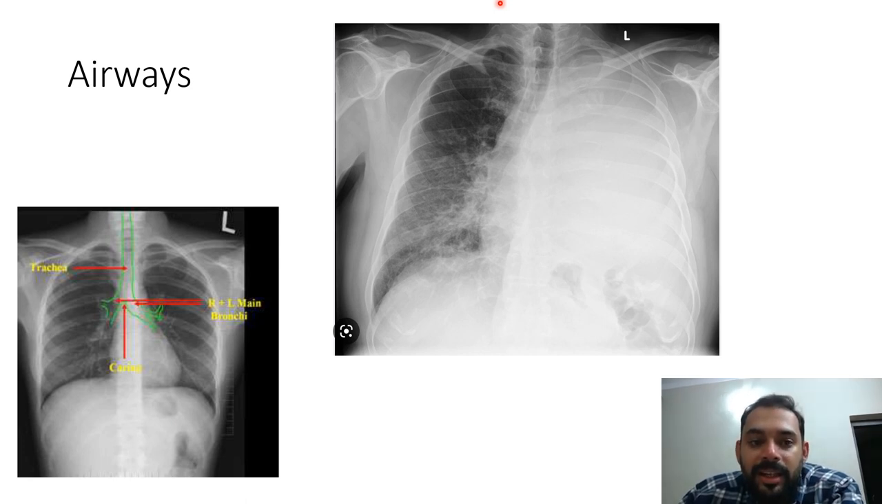And here in this X-ray, you can see that the trachea is being pushed towards the right side. You can see here there is a massive left-sided pleural effusion. That is a collection of fluid in the pleural cavity, on the left side, which is pushing the trachea towards the other side. So here it is a left-sided massive pleural effusion causing a push of the trachea towards the opposite side.